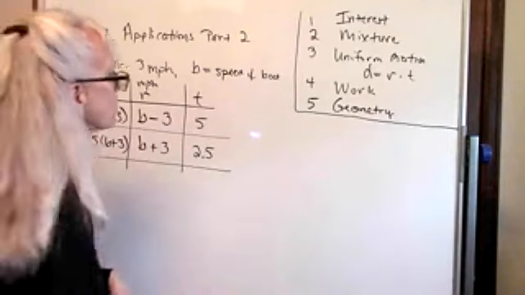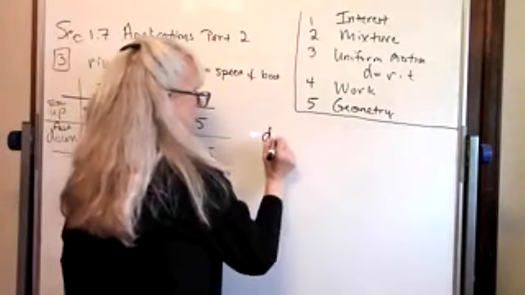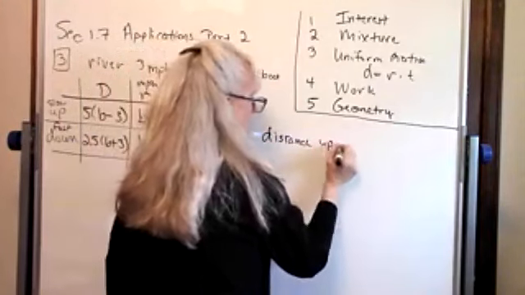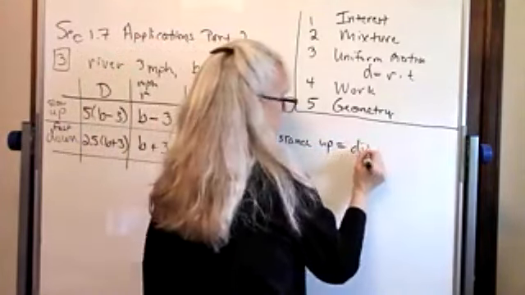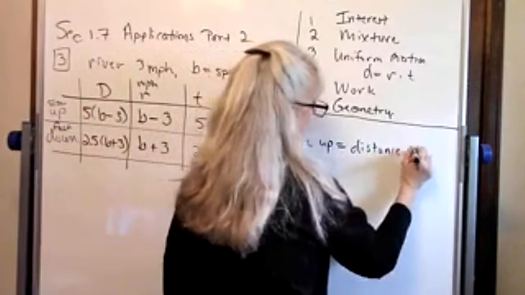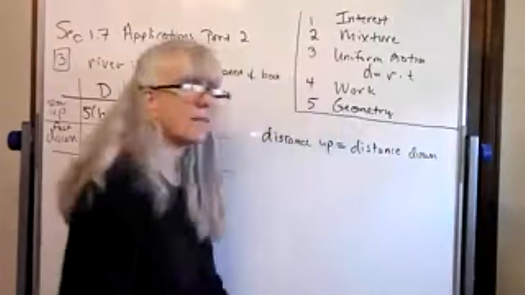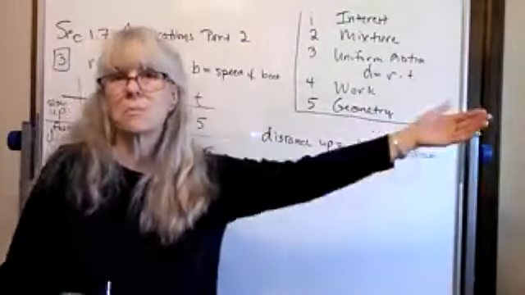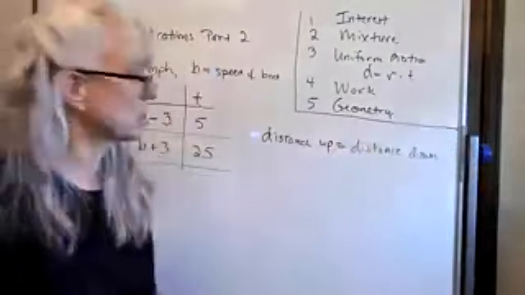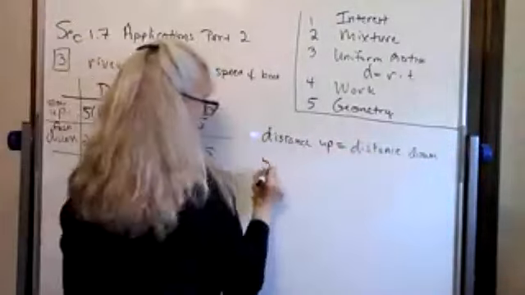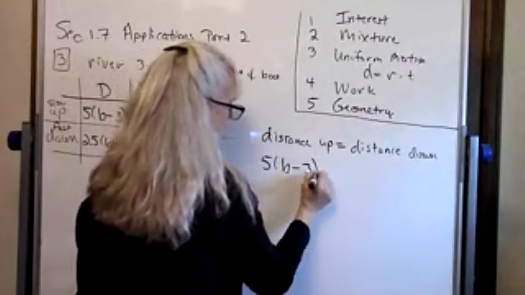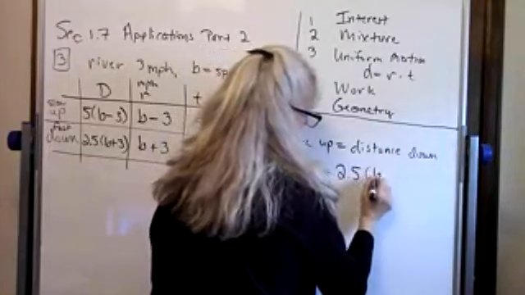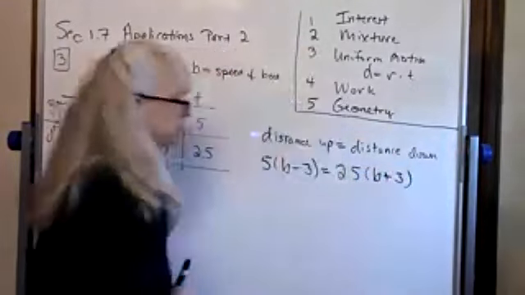So the key to this problem is recognizing that the distance that we're going to go upstream is going to be equal to the distance that we're traveling downstream. And hopefully that makes sense. In other words, you start off at the dock, you go upstream so far, and then you're going to turn around and come right back to the dock. So you end up in the same place you started. So they're equal to each other. We're just going to set these two quantities equal. So 5 times (B minus 3) is equal to 2.5 times (B plus 3).